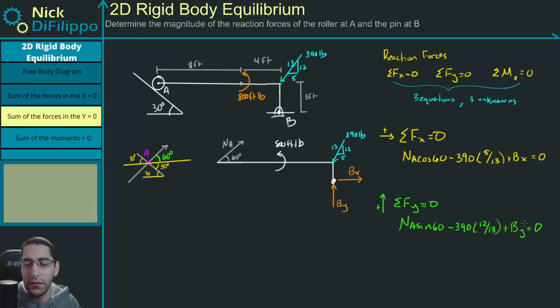And that's equal to 0. So that's the sum of my forces in the x and the forces in the y. Now, right now, I can't do anything with this. I have 3 unknowns, but I only have 2 equations. So I need to go to the next equation.